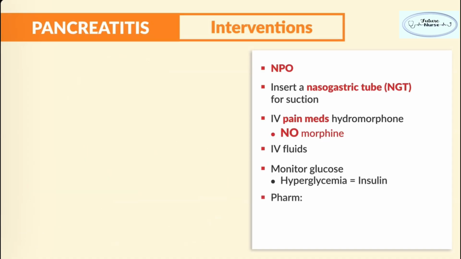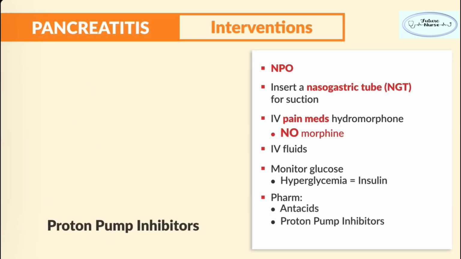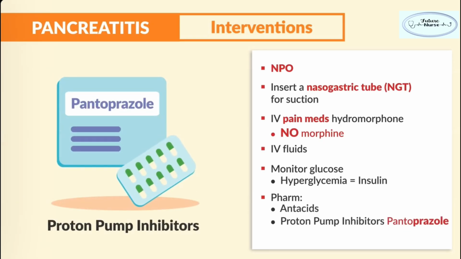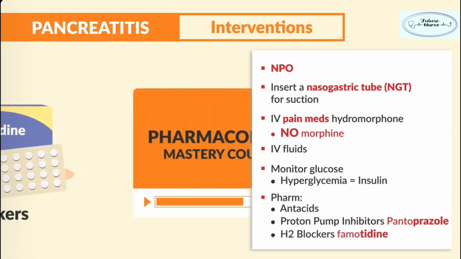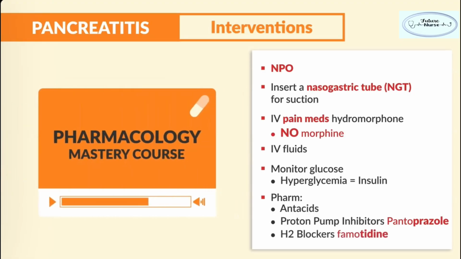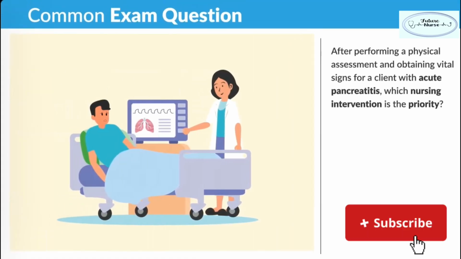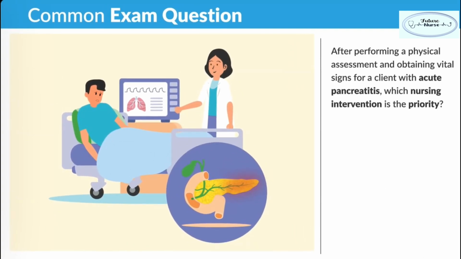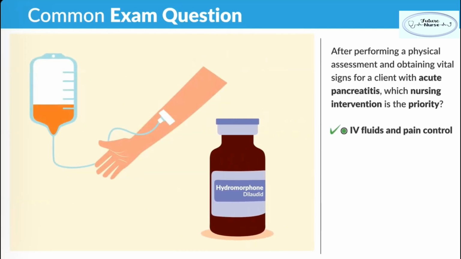Now for pharmacology, we use the acid reducers here. So antacids, proton pump inhibitors, those end in prazole, like pantoprazole, and H2 blockers like famotidine, which we cover in full detail in our pharmacology course. Now, a common exam question here is: after performing a physical assessment and obtaining vital signs for a client with acute pancreatitis, which nursing intervention is priority? IV fluids and pain control.